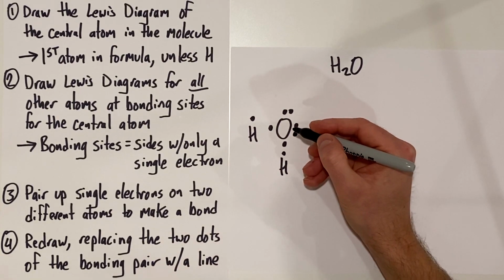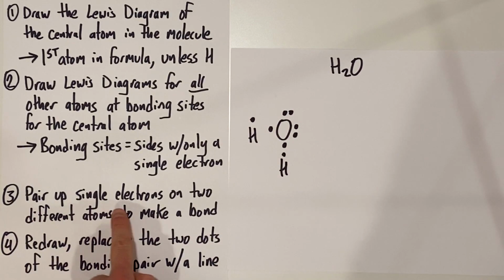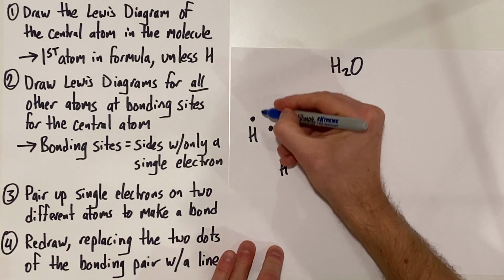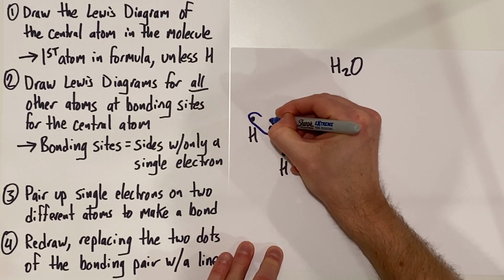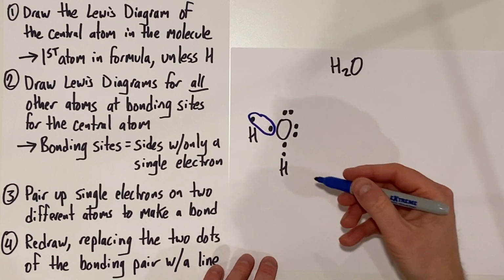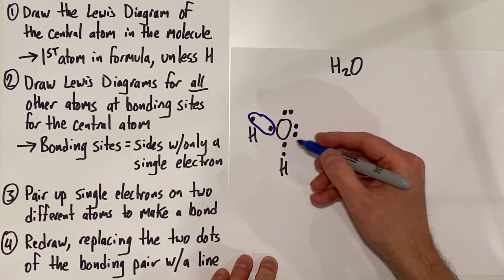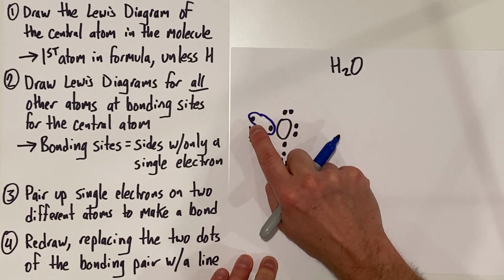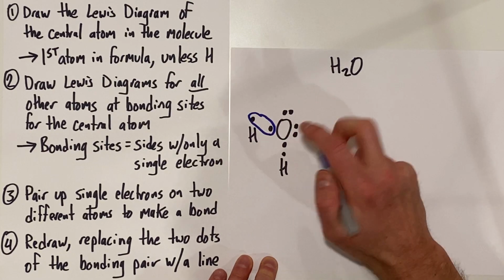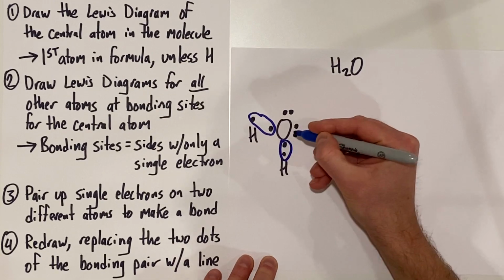Now we get to pair up our single electrons on 2 different atoms to make a bond. By pairing up these electrons, we're forming a covalent bond. A covalent bond is a sharing of electrons between 2 different atoms. So we can share this electron on the hydrogen and this electron on the oxygen. We've made a covalent bond there. We can do the same thing over here.